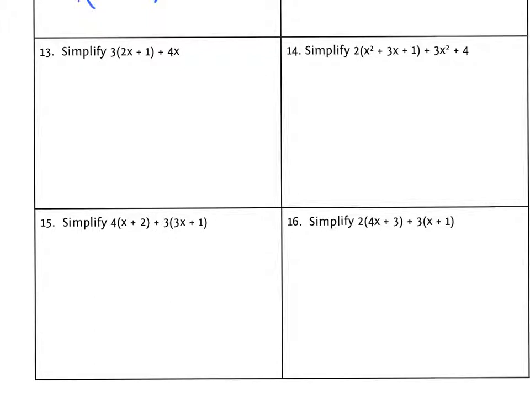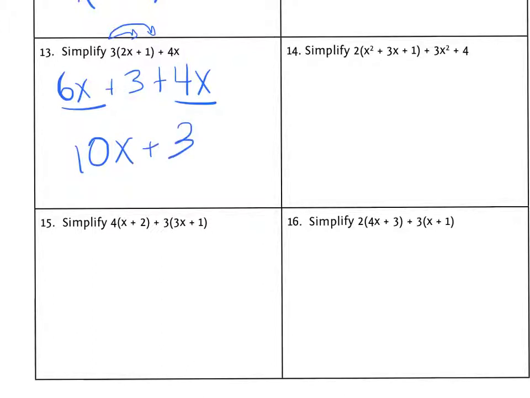Moving on to number 13, we've got to distribute first. The distributive property is where we multiply everything in the parentheses by the number out front. So 3 times the 2x gives us 6x's. 3 times 1 gives us 3. We've also got the 4x. Now we can combine the 6x and the 4x into 10x. We've still got the plus 3 kind of on its own.